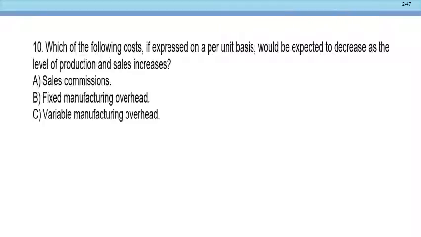Sales commissions are a variable cost, aren't they? The more items you sell, the more your commissions. The fewer items you sell, the lower the commissions you have to pay. Commissions are what we pay per sale, right?